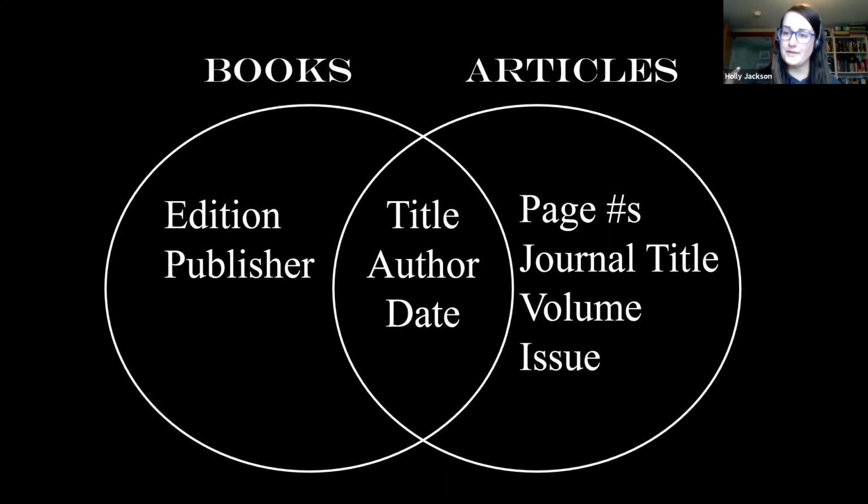So there's some common things between all of these. For example, if we're looking at books versus articles, you're going to want to write down the edition, the publisher for the books. Articles, you want your page numbers, your journal title, the volume, and the issue. But for both of these, and for almost anything that you'll use, you'll need the title, the author, and the date. And that's going to be important for not just the end citations, but the in-text citations as well.